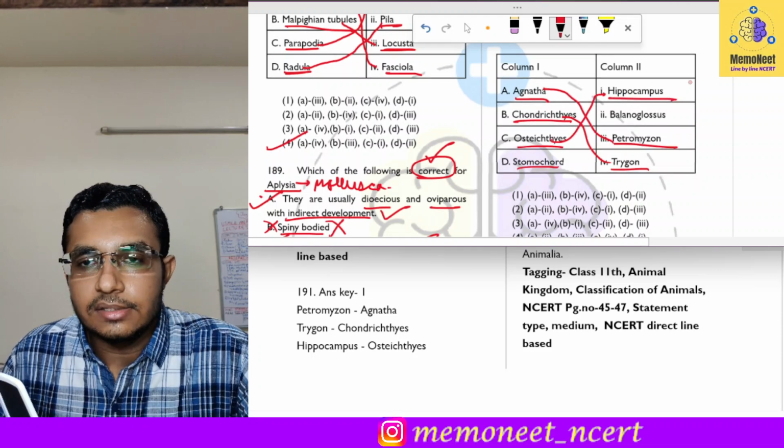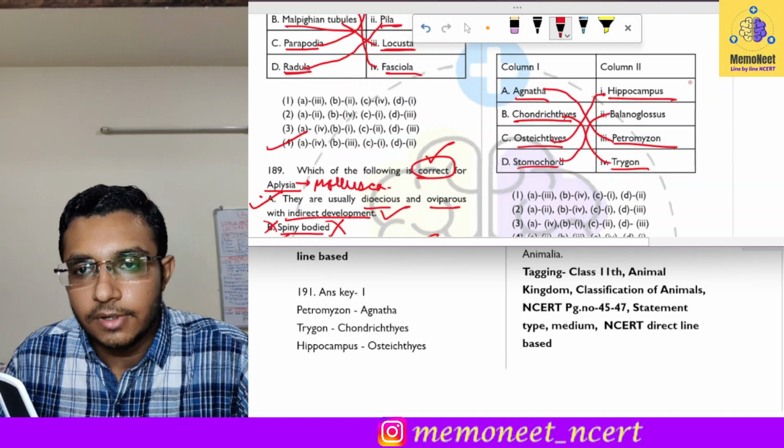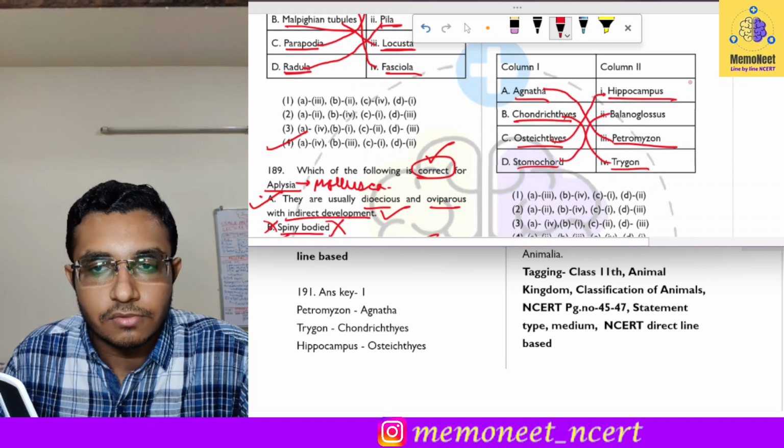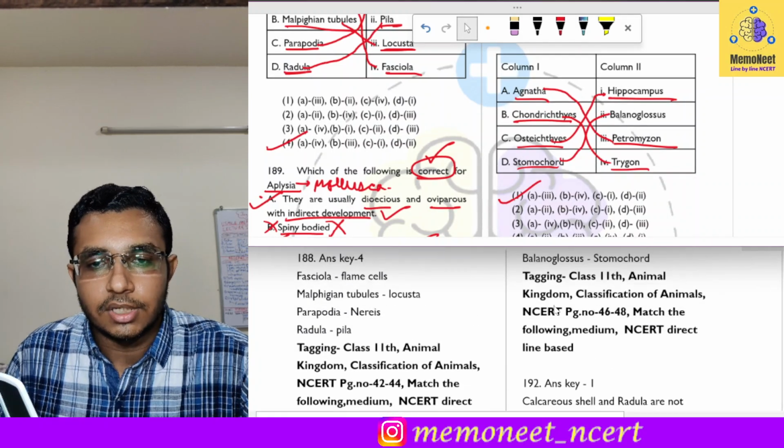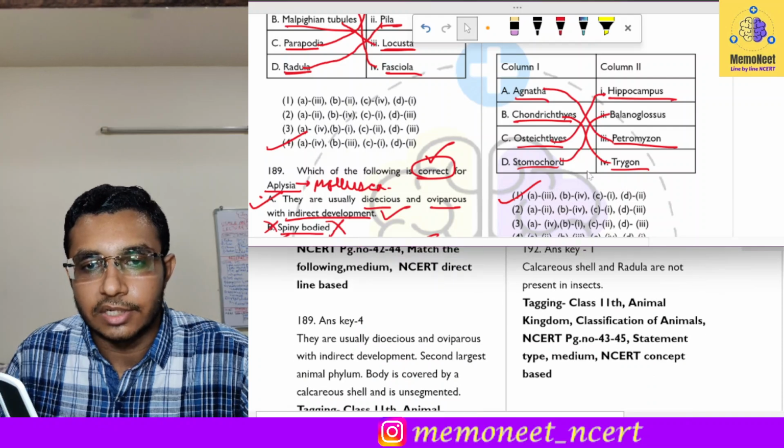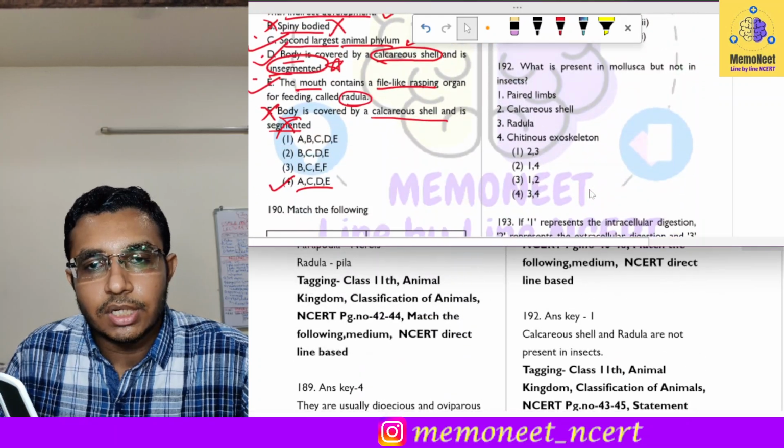And D is the stomochord. So stomochord is found in the Balanoglossus. So D goes with 2. So the correct option showing the correct matching is option 1. So the correct answer of this question is option 1. The next question is question number 192.